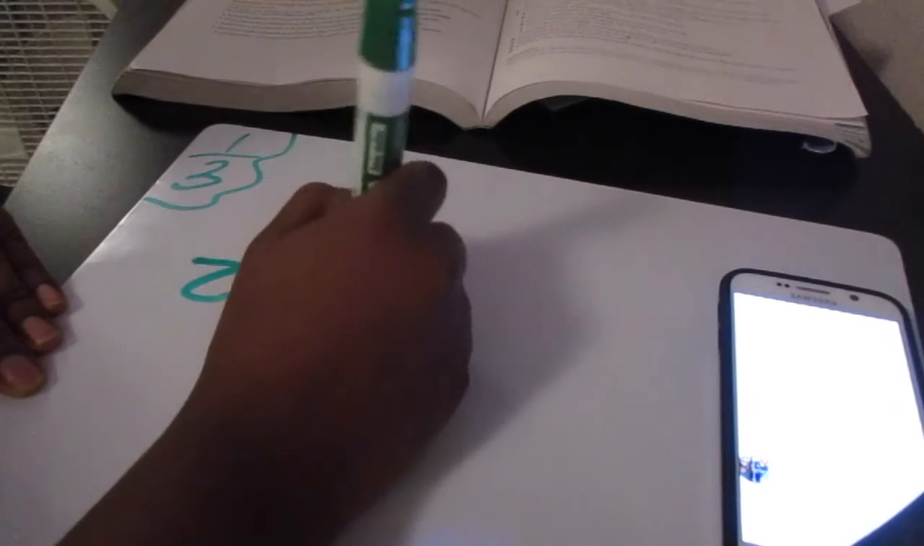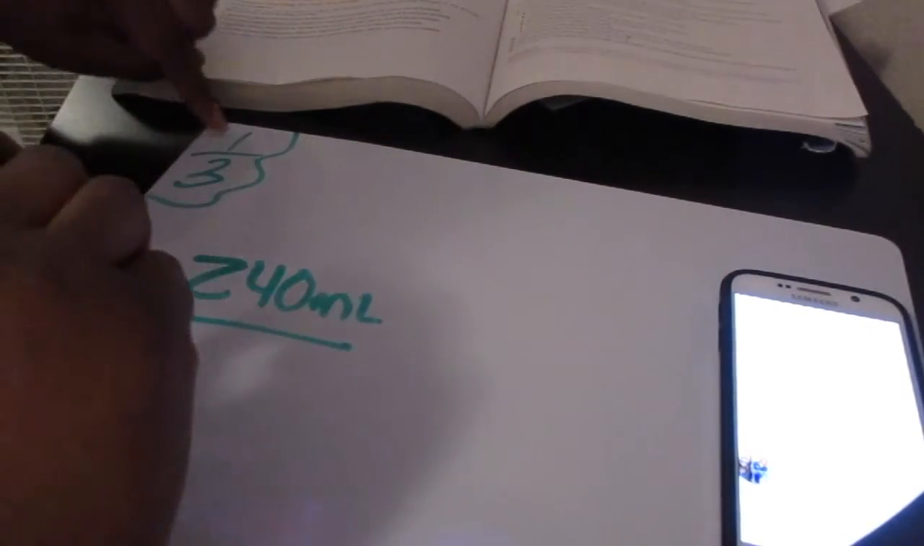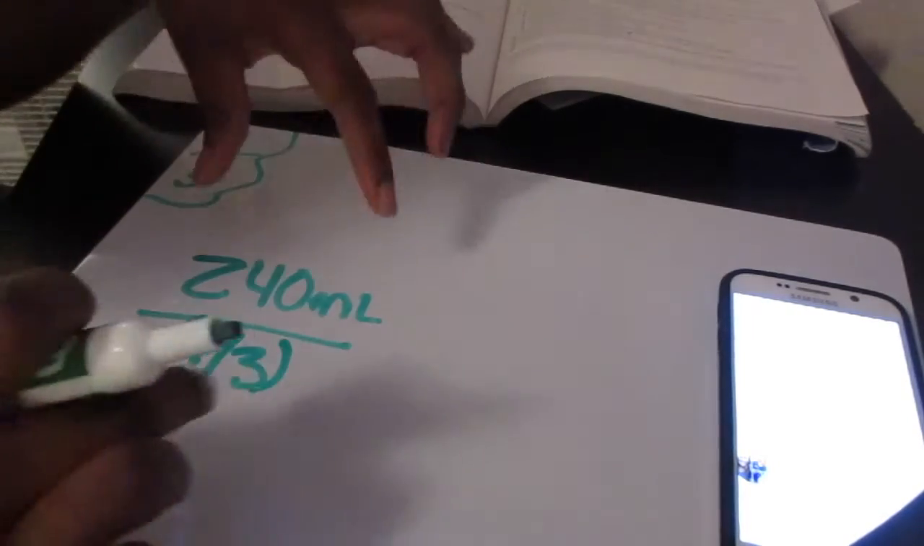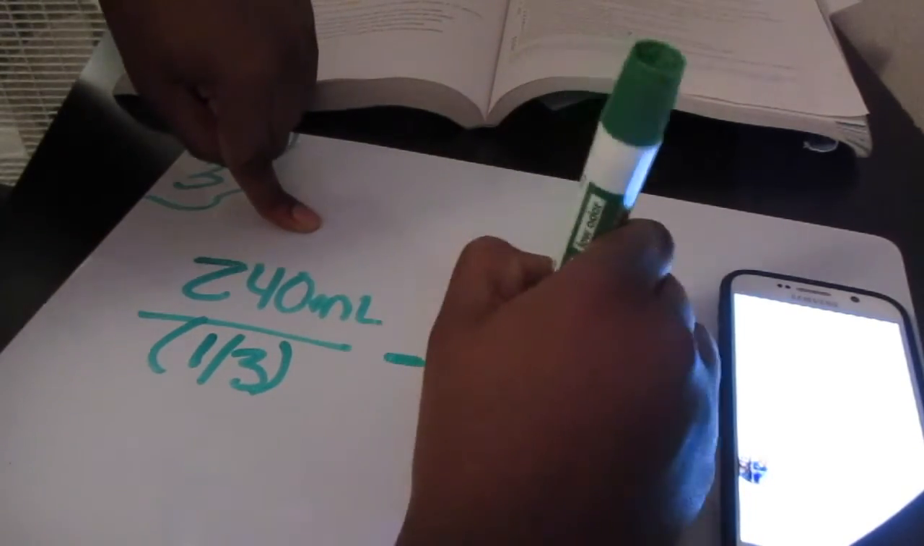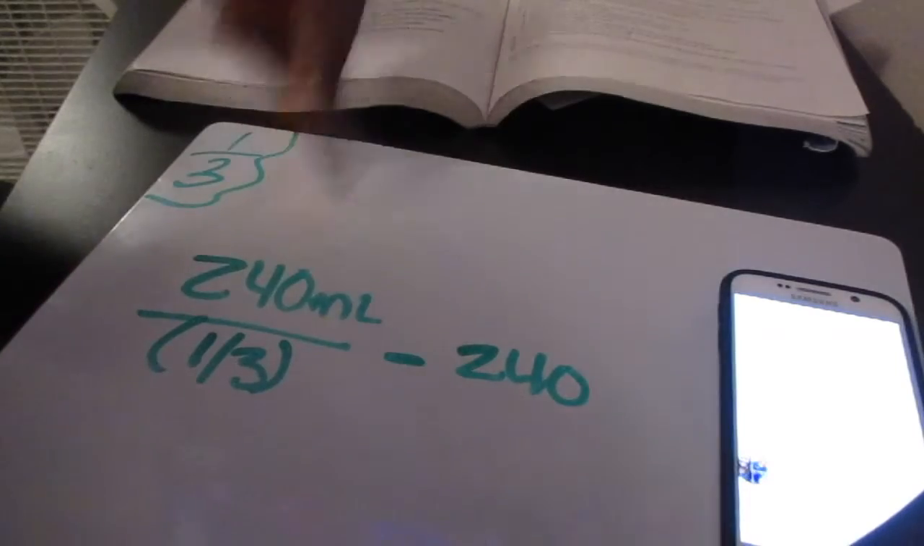So what you want to do is 240 milliliters. I think that looks like a 4, right guys? It looks like a 4 now. So 240 milliliters, okay? And you do it over the strength that they gave you. It should be diluted to 1/3 strength. So 1/3, correct? Parenthesis if you want. And then once you get this, you minus the number of milliliters they gave you. So 240. I hope you guys understood that.